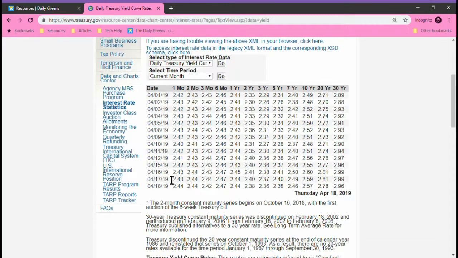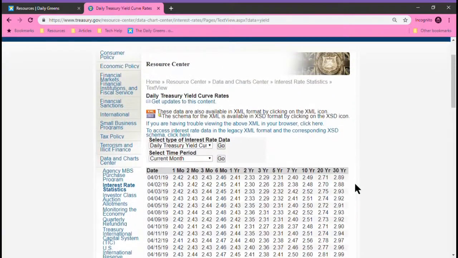So let's look at these numbers here. What we're going to be looking at are the differences between the month numbers and then the higher year numbers. So the basic idea of this is that it should be more secure to loan the country money in the short term than in the long term, because you don't know so much what's going to happen in the long term, you more know what's going to happen in the short term, so there's more risk in the long term, at least from my understanding.